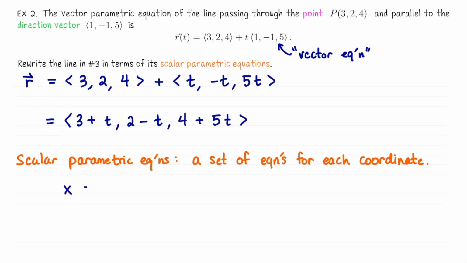So in particular, we'll have x equals 3 plus t, y equals 2 minus t, and z equals 4 plus 5t. It's important to treat this as a set. It doesn't make any sense to just say x equals 3 plus t and not also provide the information for y and z. We're traveling along a line, so as we travel along it, the x, y, and z coordinates all need to be given to us. So you want to think of these three equations together as also describing the same line as this vector equation at the top.